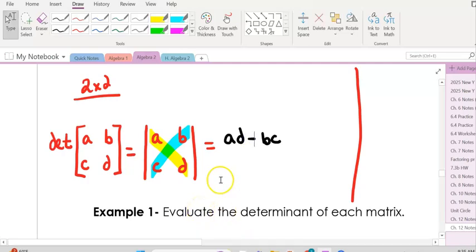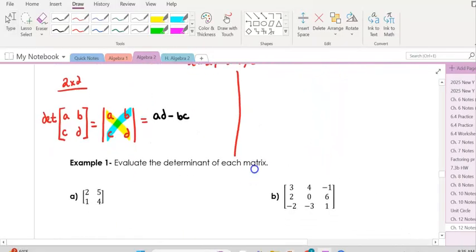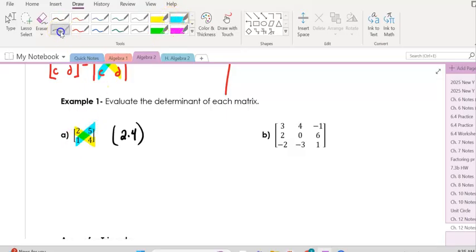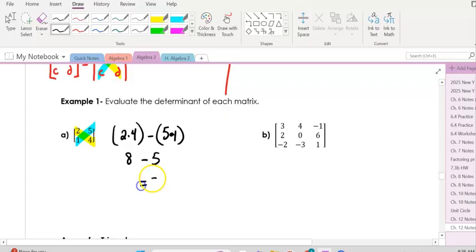Let's stop and do that real quick with example 1a, and then we'll come back and do the 3 by 3. To find the determinant, it does matter that you do 2 times 4 first. So you do 2 times 4, and then you do 1 times 5, or 5 times 1. That has to be the second thing, and then you subtract them. So 2 times 4 is 8, 5 times 1 is 5, and you subtract them and get 3. So the determinant of this matrix is 3.